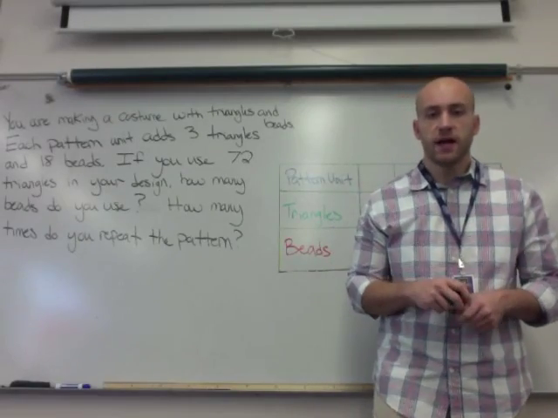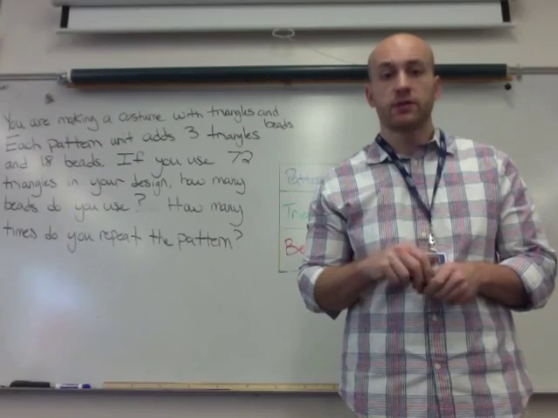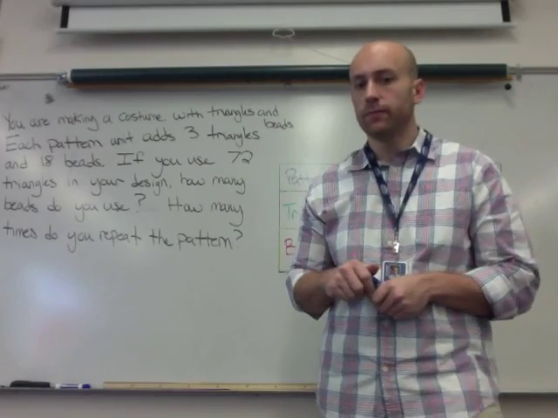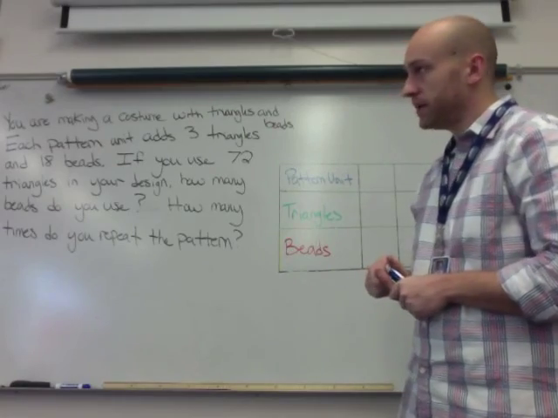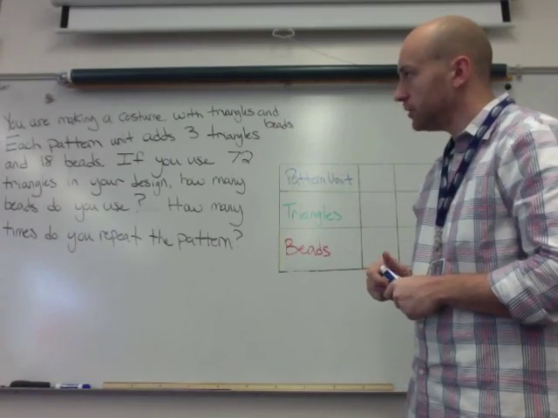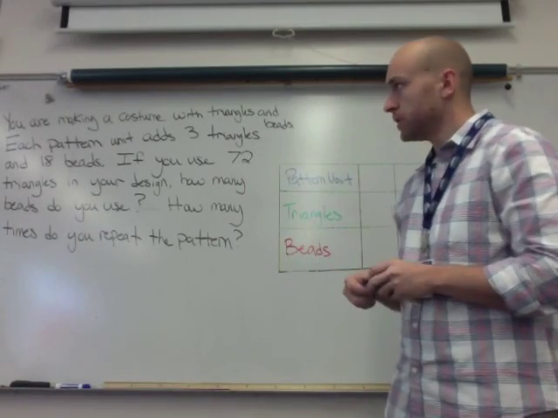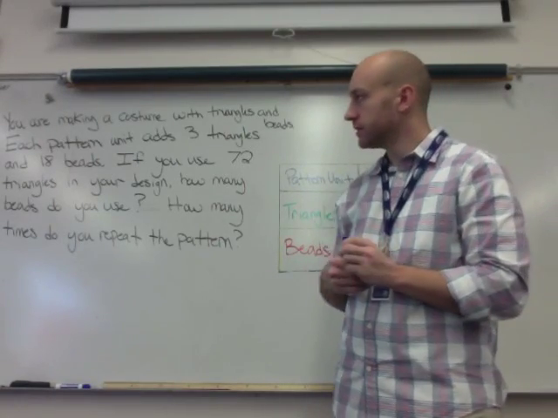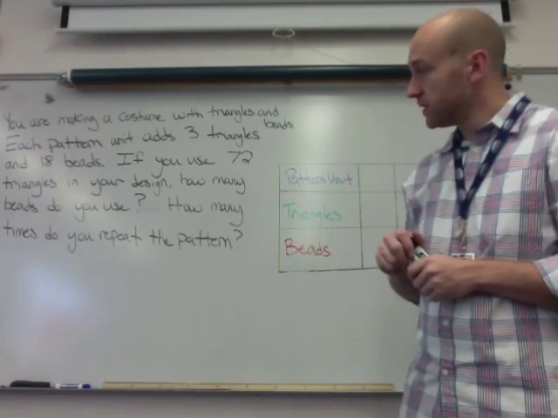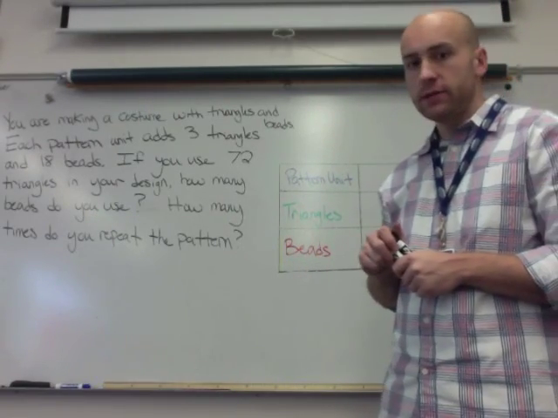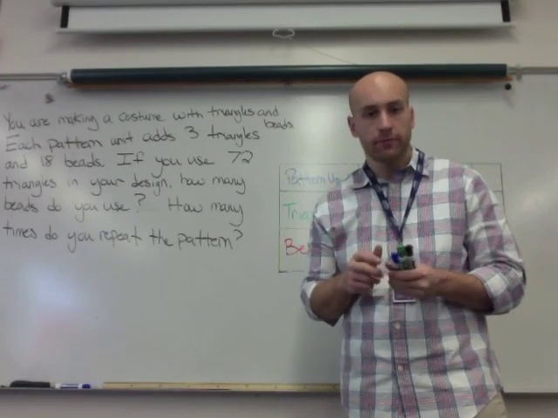Okay, guys, this is lesson 9.6, find a rule. So here's an example problem of a story problem and how we would solve it. It says you are making a costume with triangles and beads. Each pattern unit, so each pattern for each costume, adds 3 triangles and 18 beads. If you use 72 triangles in your design, how many beads do you use? How many times do you repeat the pattern?